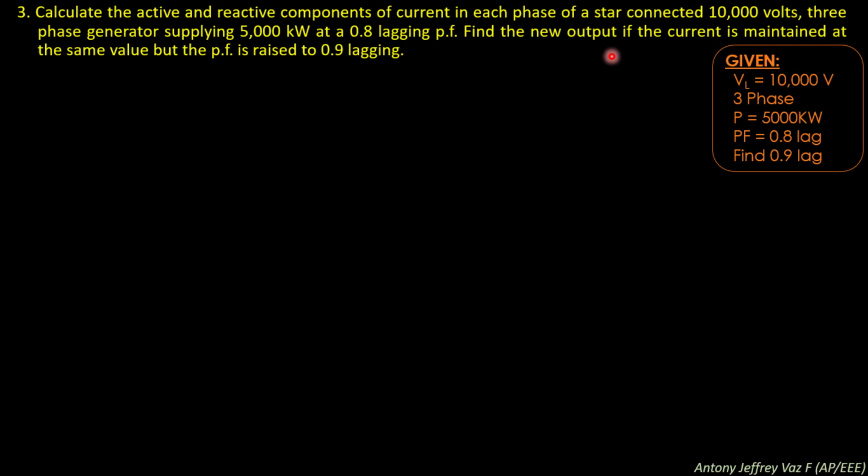So the given data are the line voltage is 10,000 volt and the supply is 3-phase supply, and the power supplied to the load is 5,000 kilowatt and the power factor is 0.8 lagging. Here you need to find the current which is being absorbed by the load at 0.9 power factor lagging.